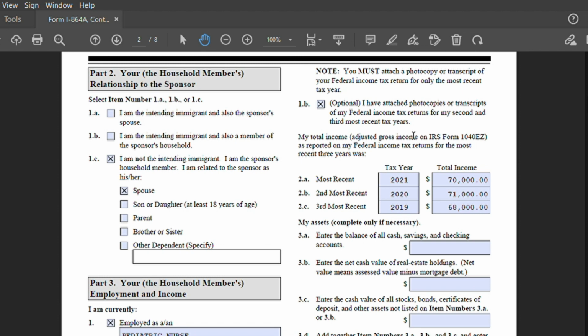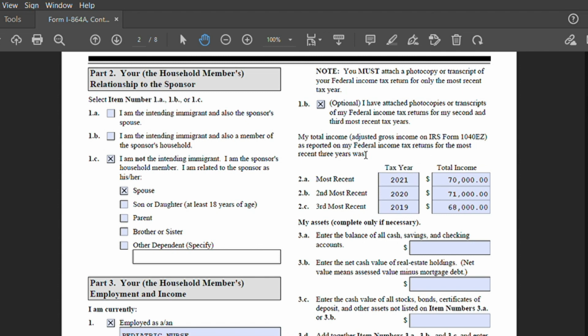And I also discussed this in my most recent video about affidavit of support RFEs. So the best course of action right now is for you to file the 2021 taxes and provide those as your most recent tax year. This way you're maximizing your chances of not getting an RFE.